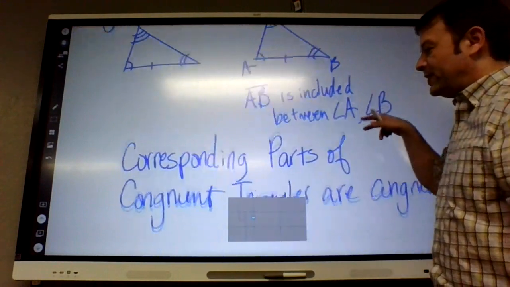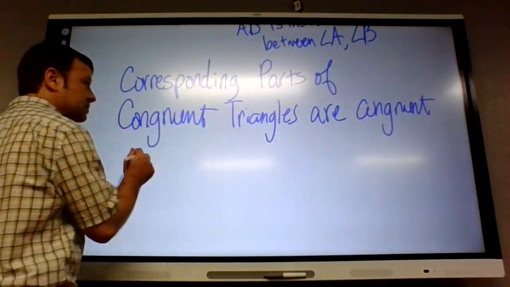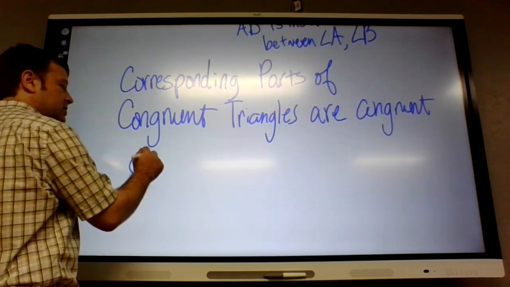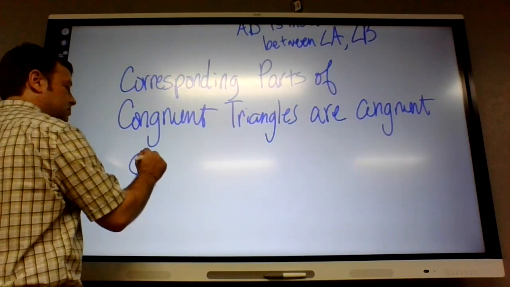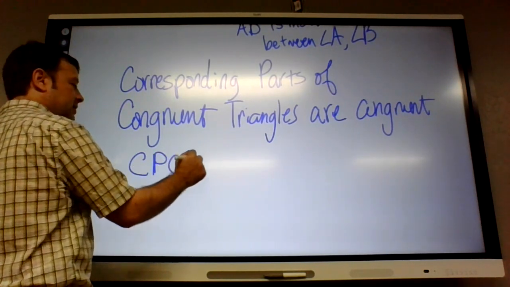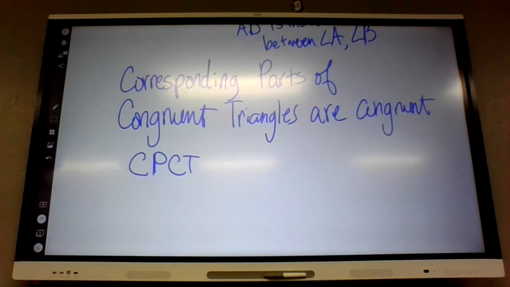There is an abbreviation. You guys want to guess it? CPCTC. Actually, we're going to stop right there. Corresponding parts of congruent triangles, so CPCT. They have to be congruent.